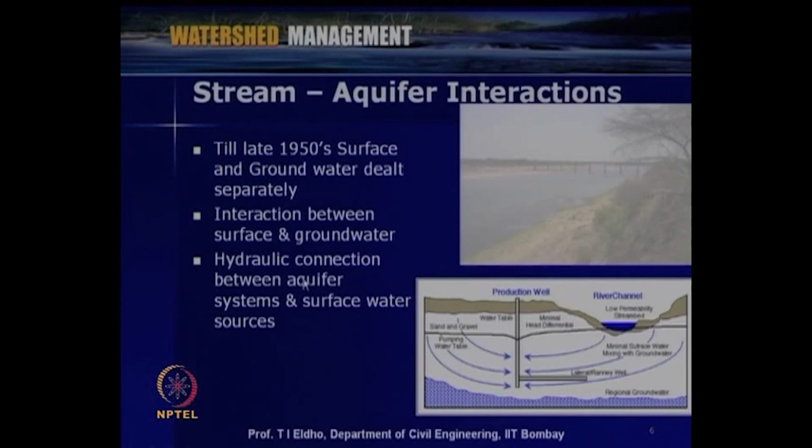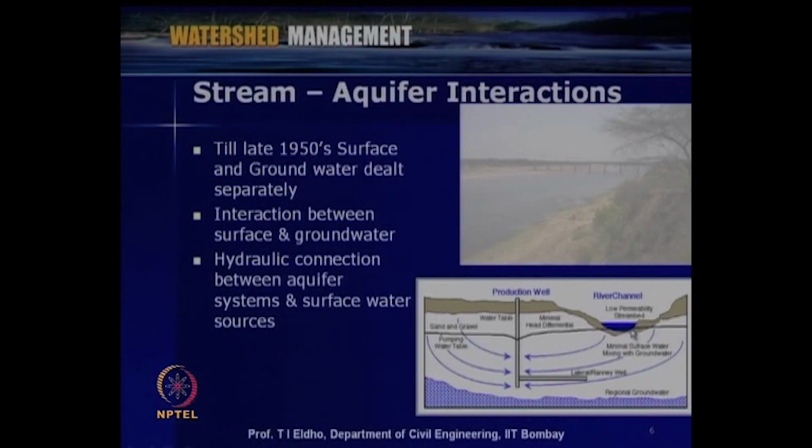The hydraulic connection between the aquifer systems and surface water sources is very important. We have to consider it when we assess the available source of water, and when we use either surface water or groundwater, we have to see what the effect will be. If we are using only surface water, what will be the effect on groundwater, and when we are using only groundwater, what will be the effect on the surface water sources.